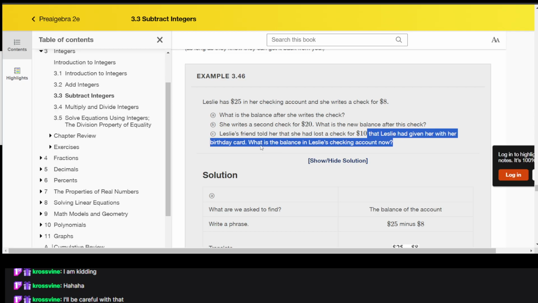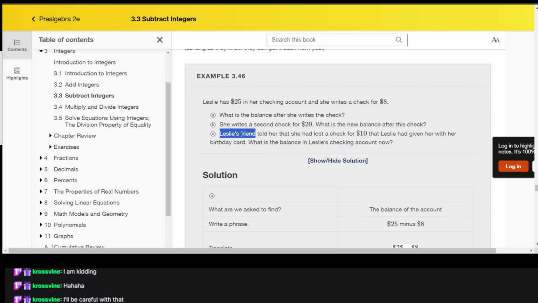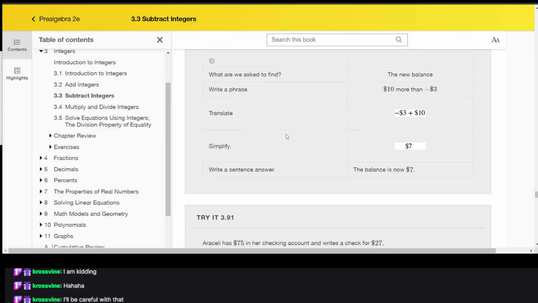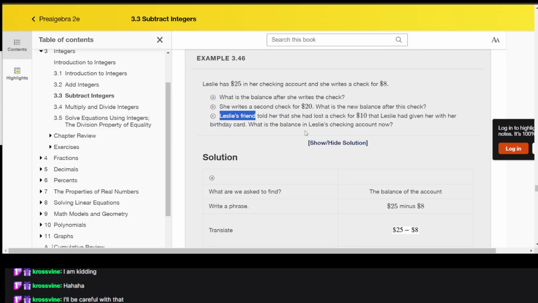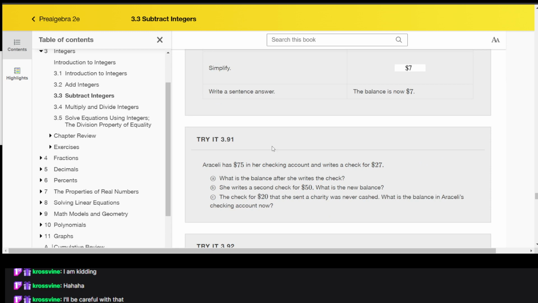Wait, that doesn't make sense. Like, it should be like plus 0. Like, what? I don't think she'll get more money. If you lose a check, you don't just gain money from losing a check you wrote. Unless I'm misunderstanding what that means. Like, she lost a check.